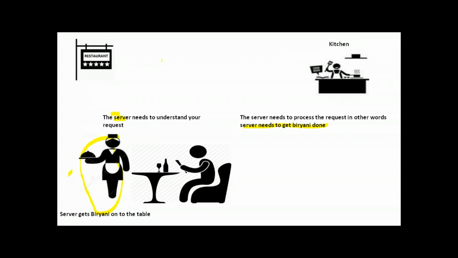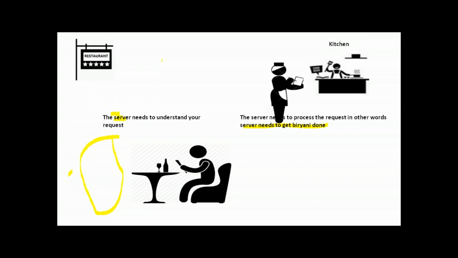So there are 3 steps involved. First, she needs to understand. Second, she needs to process, which is to get the biryani done. And third is to respond back, which means she has to get the biryani onto Mark's table. Only then will Mark be able to relish the food. So for you to get what you wanted, there are 3 steps: the server needs to understand your request, process your request, and respond back to you. You means Mark here. Once Mark has ordered, the server needs to understand, process, and respond back.